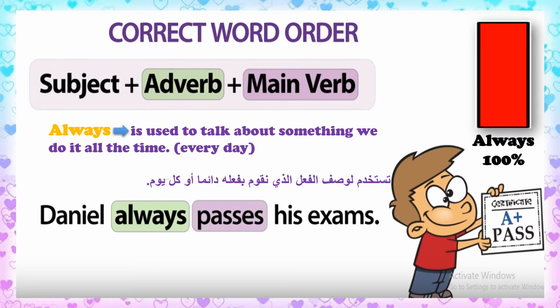And the correct form for the sentence when we use the adverb of frequency is to put first subject plus adverb plus the main verb. So we must put always between the subject and the main verb. Daniel passes his exam. We put always to indicate that he passes his exam all the time. Daniel always passes his exams.